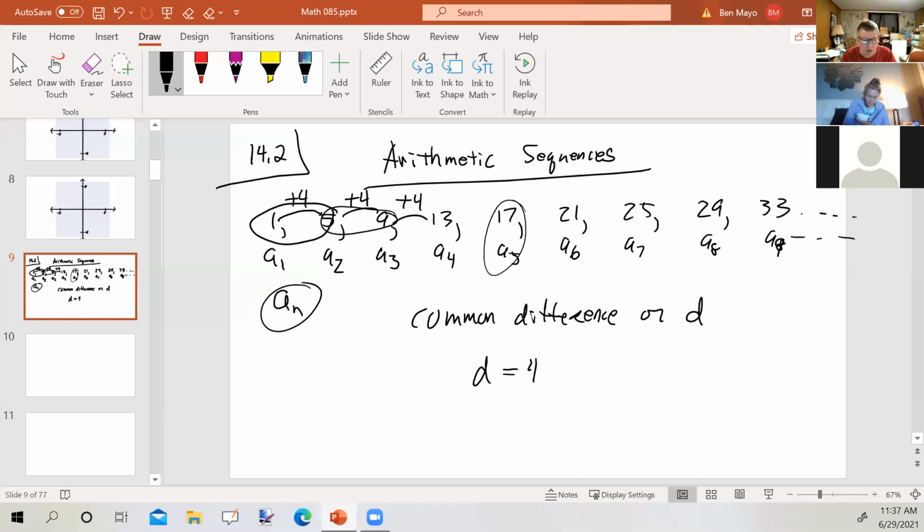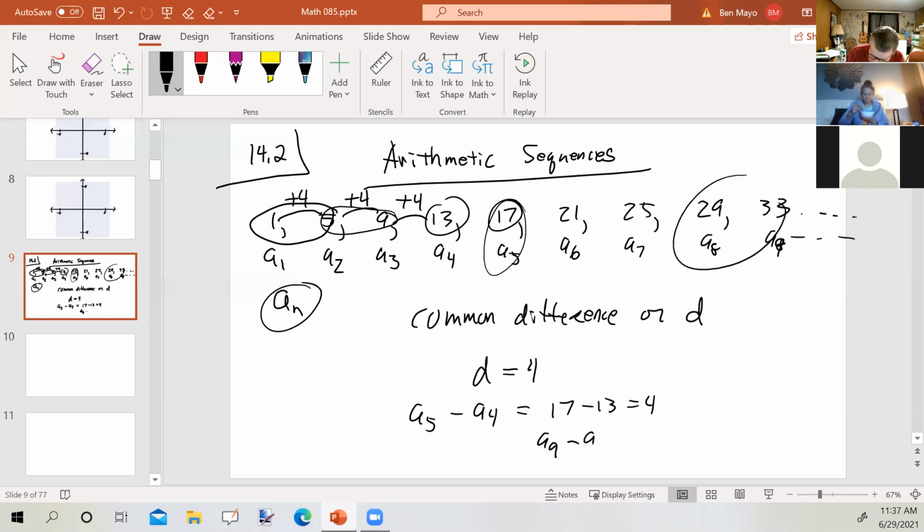So the common difference between each term in the arithmetic sequence is 4. Now, in general, how can we find this? If we take any term in a sequence, let's take a sub 5, and we subtract the previous term, what is a sub 5 minus a sub 4? 17 minus 13 is 4. What is a sub 9 minus a sub 8? That's 33 minus 29, which is 4.